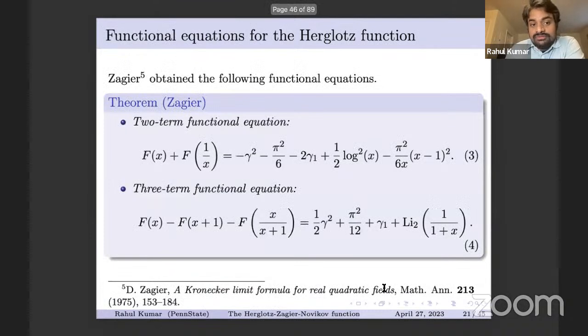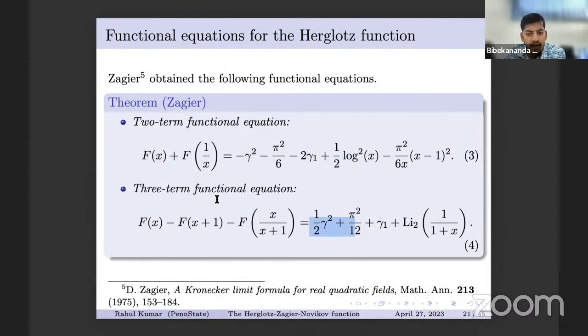Okay, so the most important property of the Herglotz function is that it satisfies two beautiful functional equations, known as the two-term functional equation and the three-term functional equation. These functional equations were provided by Zagier in his 1975 paper. In the two-term functional equation, on the left-hand side you have the Herglotz function F at two different arguments, x and 1 over x. It gives you a symmetry for the Herglotz function at x and at 1 over x. And then you have the three-term functional equation, where on the left-hand side you have the function F at three different arguments: x, x plus 1, and x over x plus 1. And on the right-hand side you have again some elementary functions coming up.